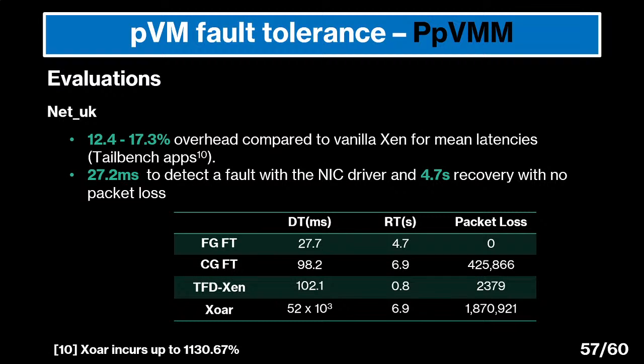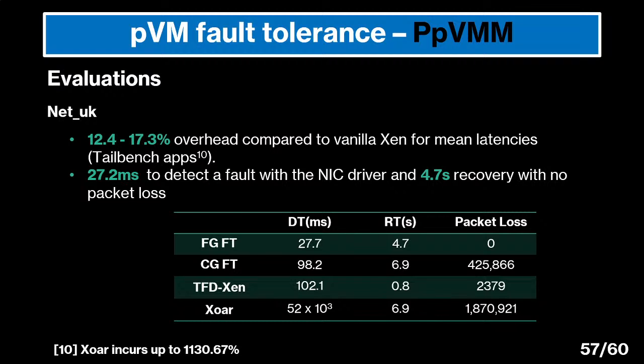For the NetUK, with all the heartbeat and timer mechanisms, we impose an overhead of 12 to 17% on the mean latencies of network applications inside virtual machines. However, when the fault occurs and is triggered in the network driver, we are able to detect it 25 milliseconds after the fault happens, and recover the network driver in 4.7 seconds, which is just the reboot of the network driver, with a packet loss of 0.